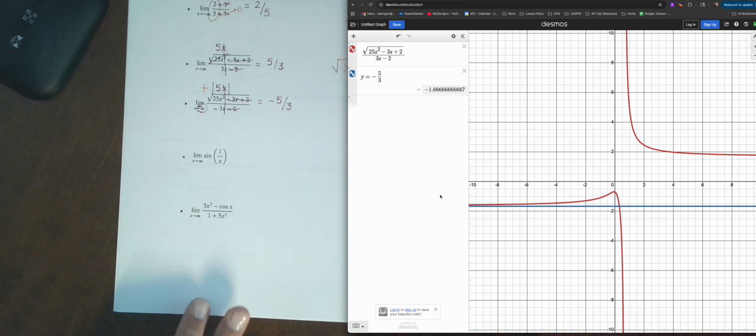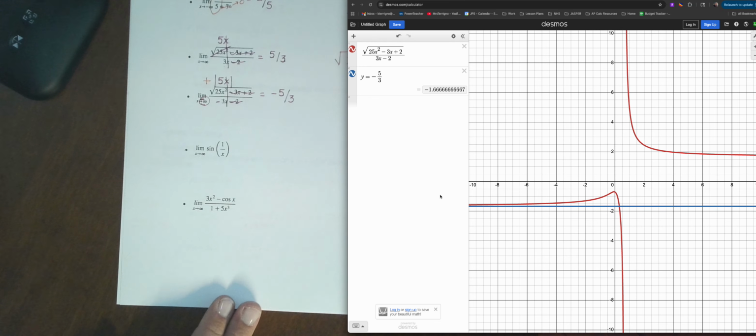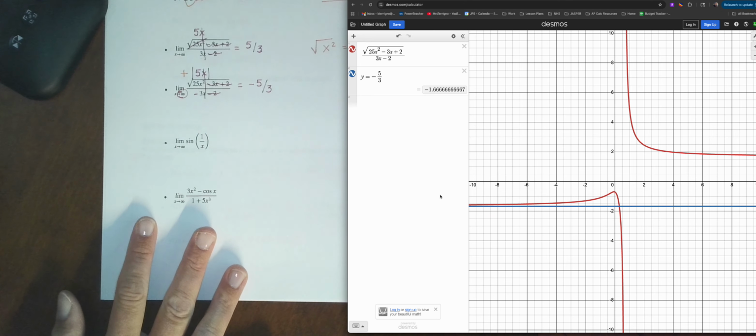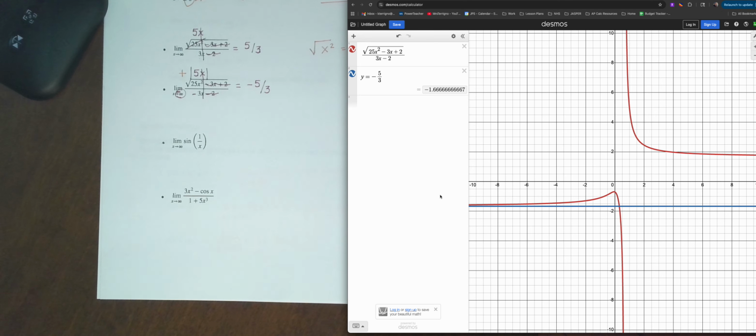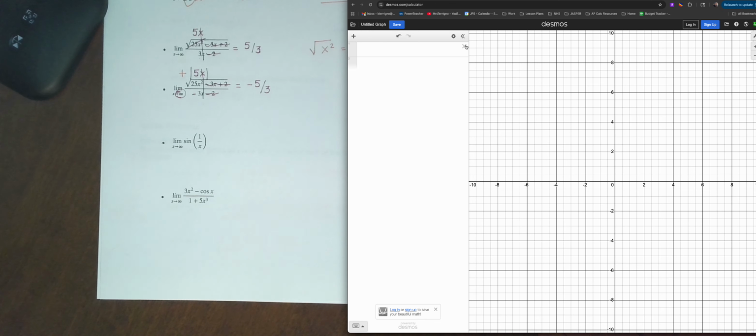Okay, let's talk about sine of 1 over x here for a second. So the sine function is an oscillating function. The 1 over x might change things up a little bit, but if it was just sine of x, we would say there is no limit because this thing just bounces forever. But I want you to take a look at what sine of 1 over x looks like.